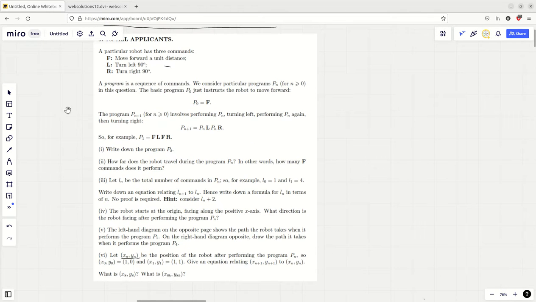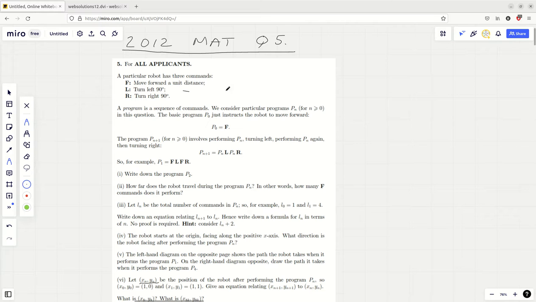We've got a little robot in a program. Do have a go at this first so you know what I'm talking about. He can only go forwards 1 unit, turn left a quarter turn, or turn right a quarter turn. And we've got a program which is a sequence of these commands. Now it starts off, P0 is just move forward 1. The next program is the last program, then turn left, then the same as the last program, then turn right. So this is going to be a recursively building program.